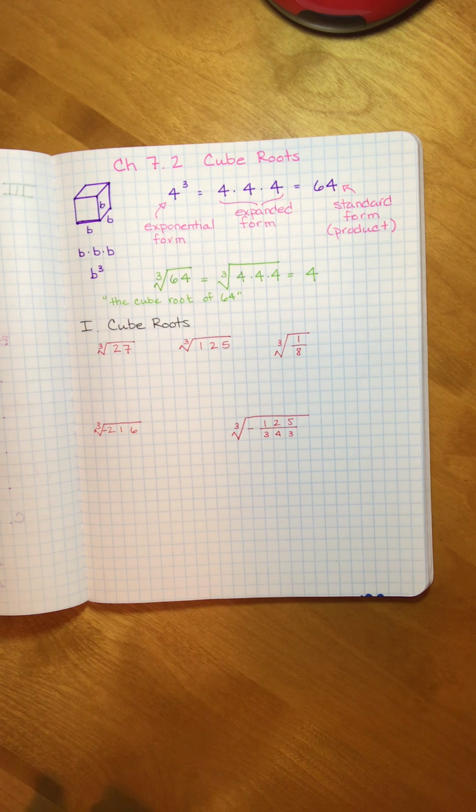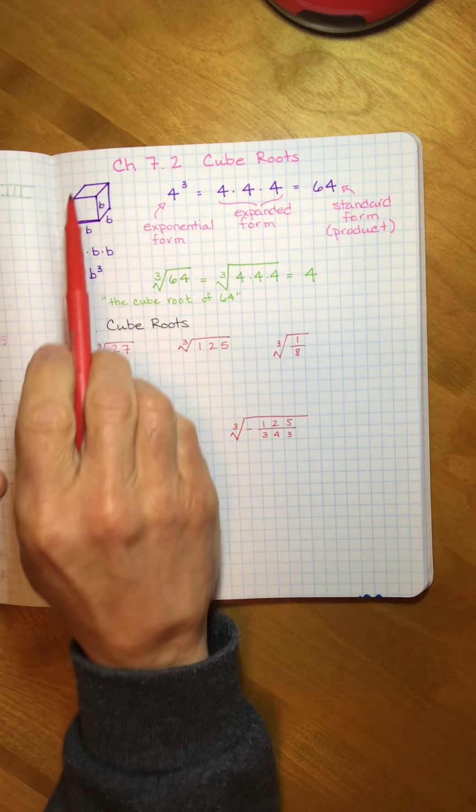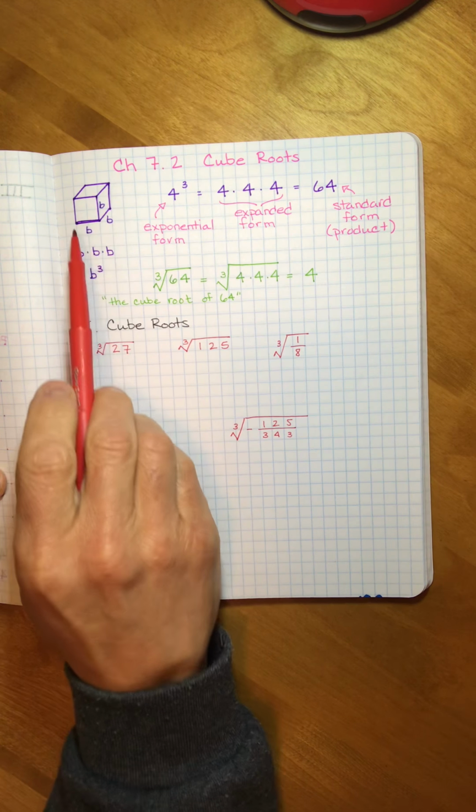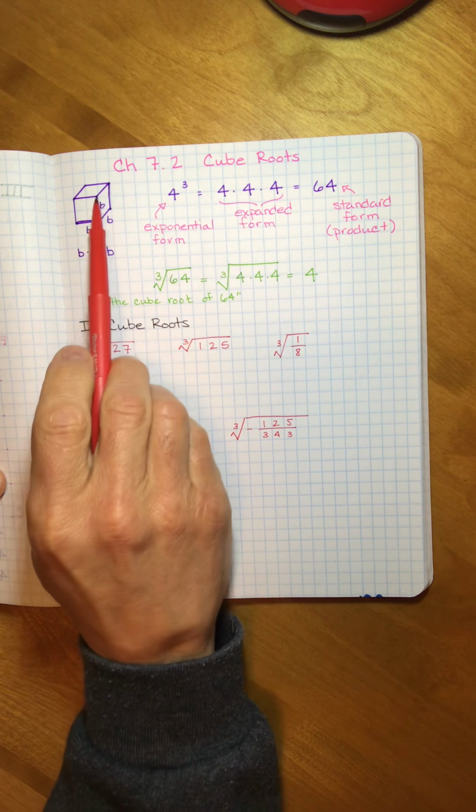Hi, Math 8. So this is Chapter 7, Section 2, Cube Roots. And the idea here is that we have cubed numbers, like 64 is a cube number. You can literally make a cube out of it. It's where the base, or actually all the edges, are all the same.